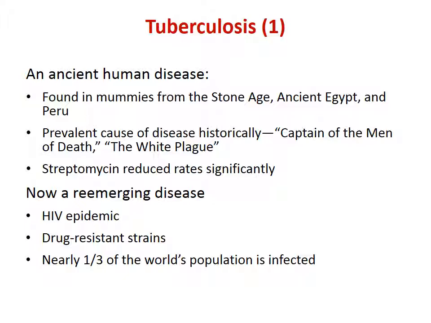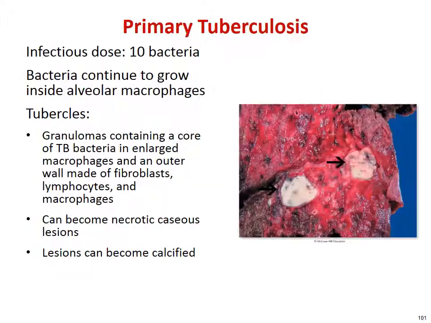Tuberculosis is going to be a disease that we've been seeing throughout history and has been noted throughout history. The idea is this is something that the human population has been aware of and concerned of for a very long time. But that also means that it's had a lot of different historical names, things like Captain of the Men of Death, the White Plague, even consumption. The idea is this is a pretty serious disease, and it took a very long time for us to get under control. We are seeing again more issues in recent years with reemergence of this disease, particularly drug-resistant strains, which is again very, very, very problematic for us.